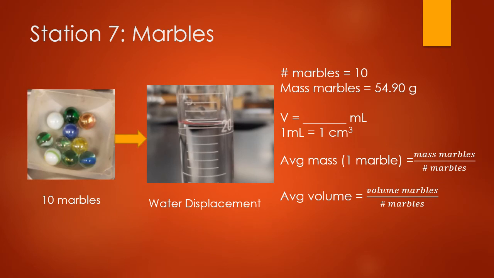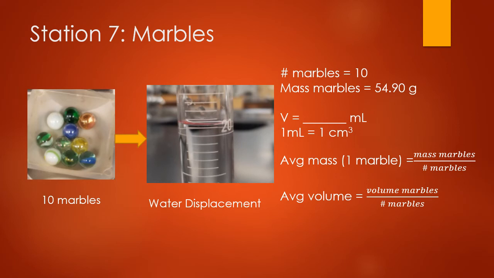Now let's look at Station 7. You're noticing I skipped Station 5 and Station 6. You can cross those out. We will not be completing those this semester in lab. We are skipping to Station 7, so do not do Station 5 or Station 6.